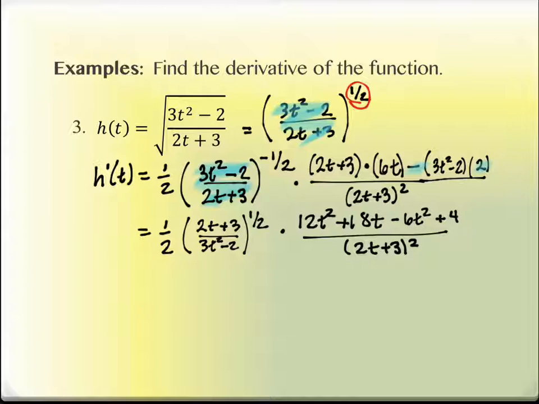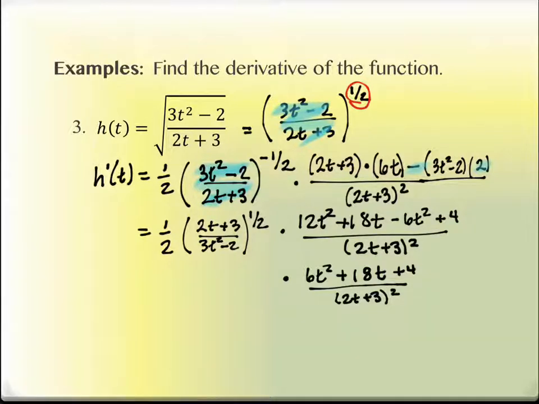Okay. Some of the pieces in that numerator simplify. So I've got, I'll come back to the first part in a minute. I've got 12t squared and I've got negative 6t squared, so that's 6t squared. And then I've got 18t and 4. And then in the denominator, I have 2t plus 3 squared.